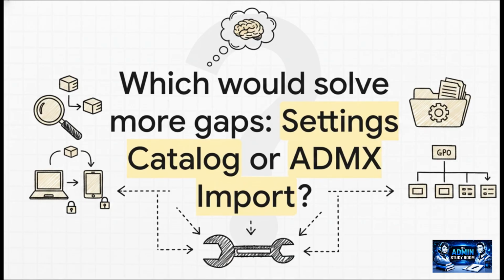And I'll leave you with one final thought to really apply what we've talked about today. Take a look at your own work environment. Where are the gaps in your configurations right now? Would the massive searchable power of the settings catalog help you more? Or would importing ADMX templates to replicate those old GPOs solve more of your current problems? Really thinking that through will help make all of these concepts stick.